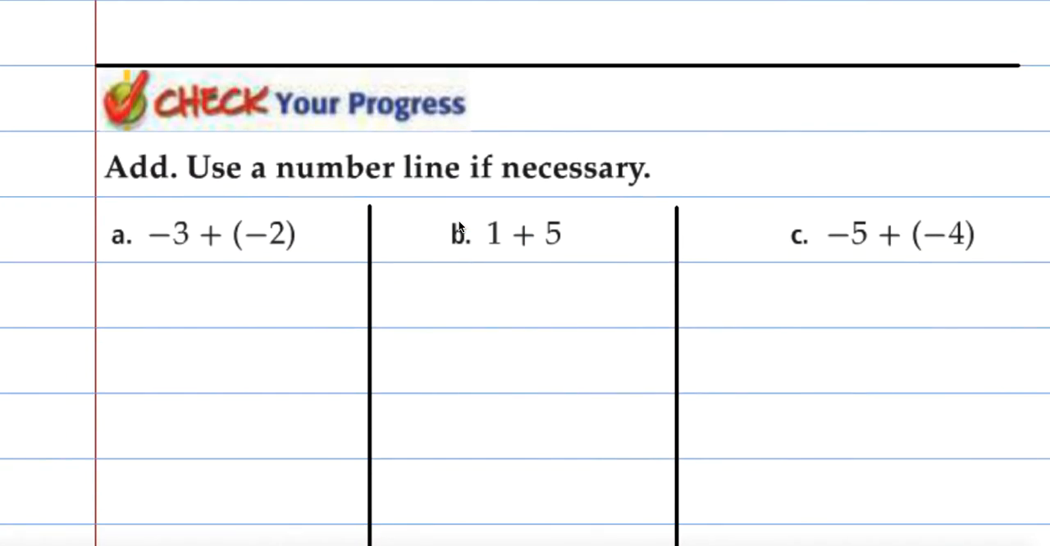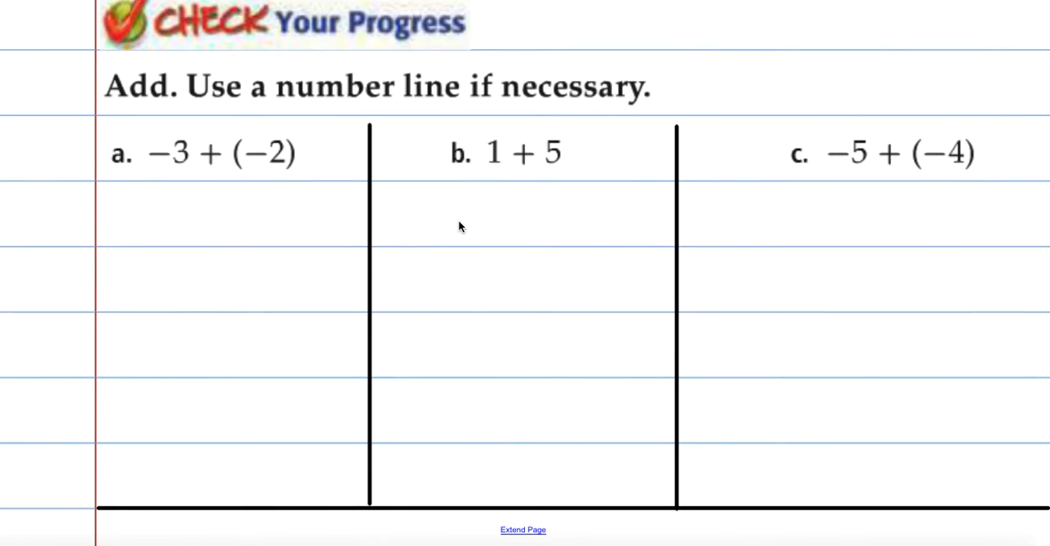Again, you can pause here, try them on your own, and come back. So you look first, same sign. Yes, they're both negative. I should be getting more negative. 3 plus 2 is 5. So negative 3 plus negative 2 is negative 5. Part B, both are positive. So my answer is going to be positive. And normally you won't write the positive sign. 1 plus 5 is 6.